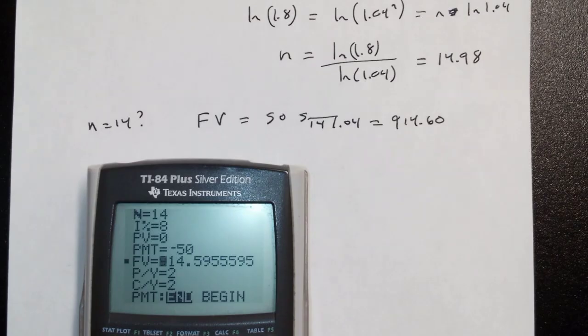If I do that, then my last payment isn't $50 to get to 1,000. My last payment shouldn't be $50. My last payment should be more, right? I'm going to need to make an 85. I'm going to be short 85 bucks.